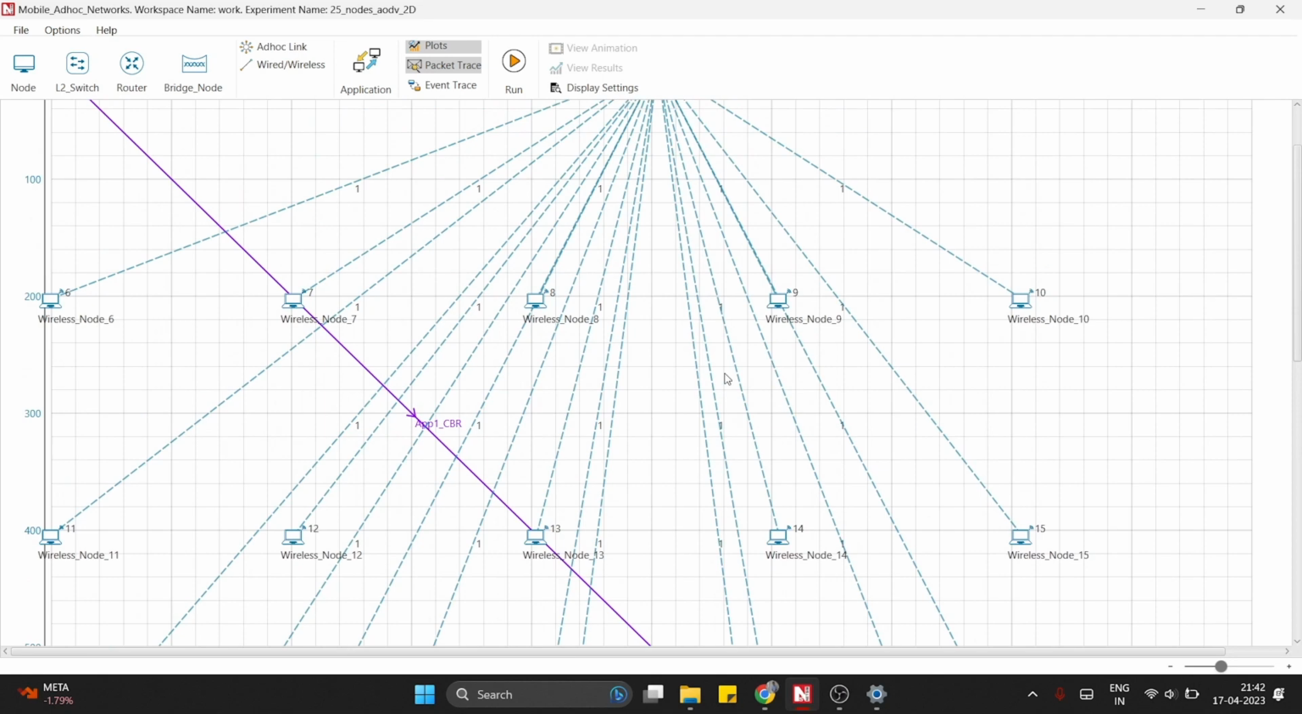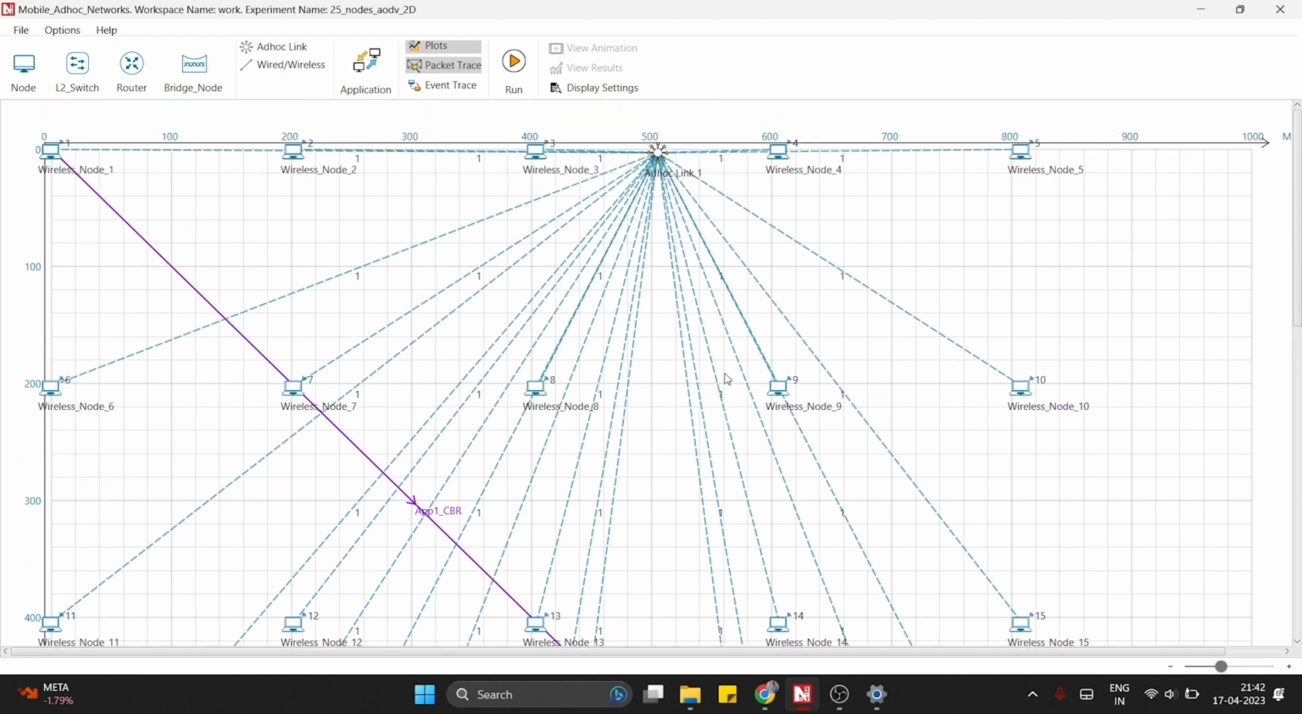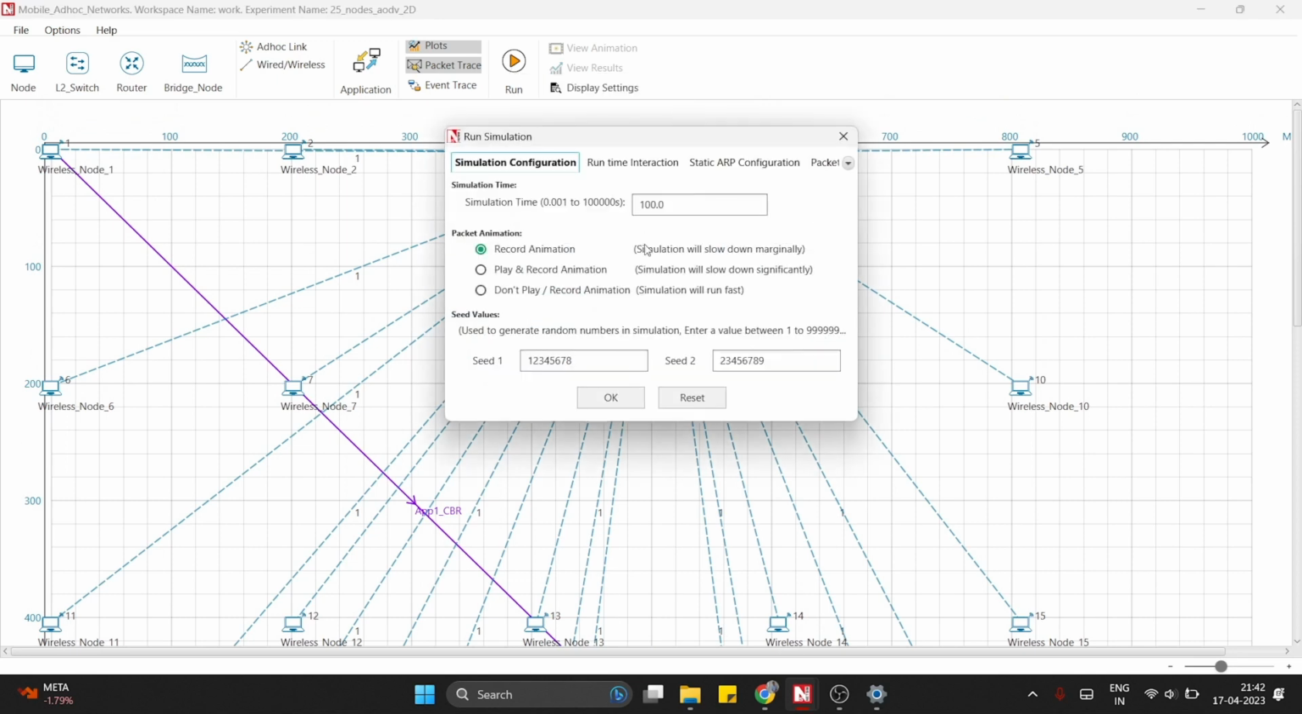Here I'll show you how the mobility model and the packet transfer are visualized and how the results are obtained. So first we'll run this configuration file. We are setting the simulation time to be 100 seconds and we are recording the animation.